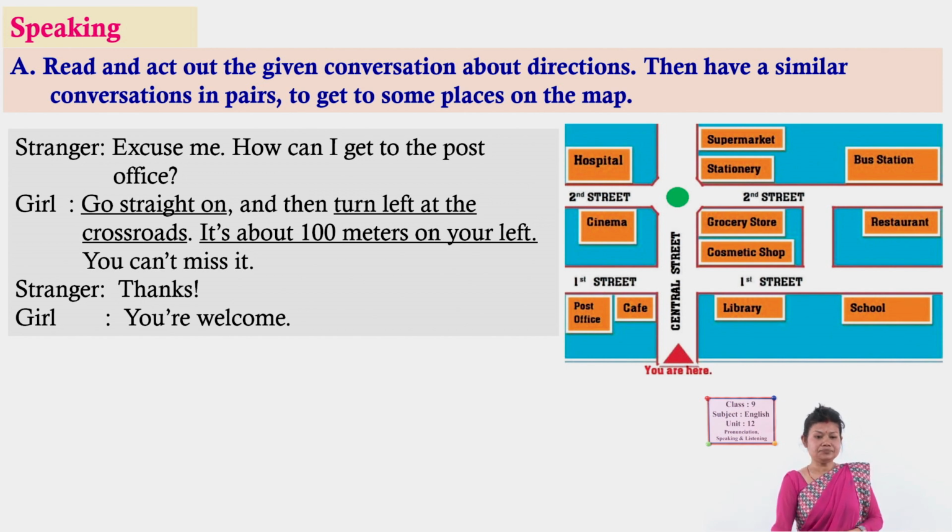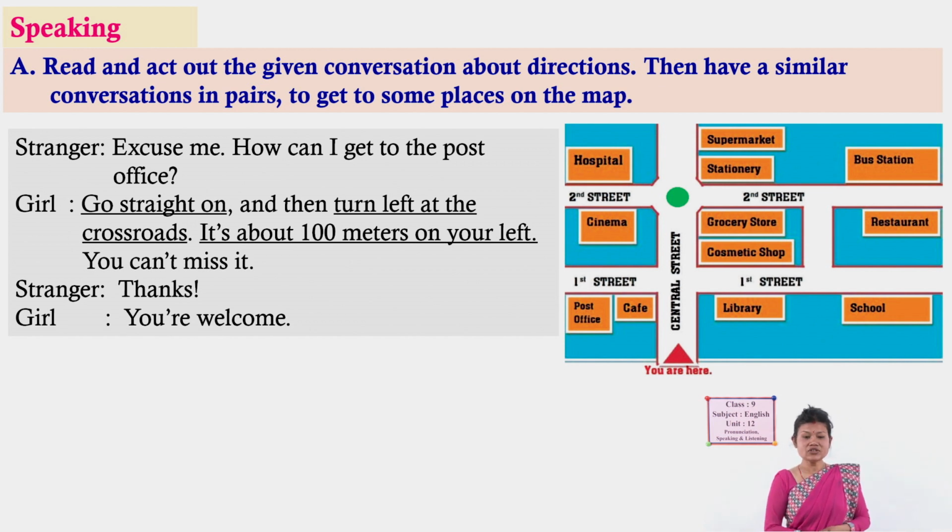Excuse me, how can I get to the post office? Go straight on and then turn left at the crossroads. It's about 100 meters on your left. You can't miss it. Okay, thanks. You are welcome.